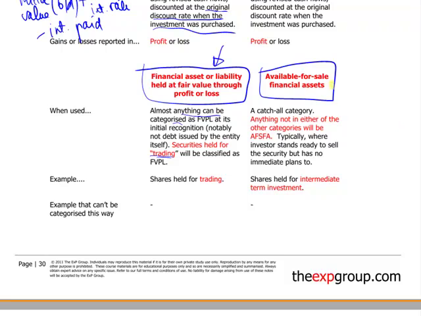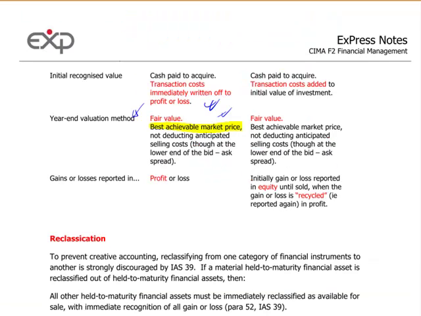You will love this category because it's everything but the previous categories. So we're saying here it's a catch-all category, and here you could include, for instance, shares, but they're not for trading like in the previous category. They are not held to maturity like in the very first category, but they're sort of intermediate term. You're not very sure you're going to sell them or not.